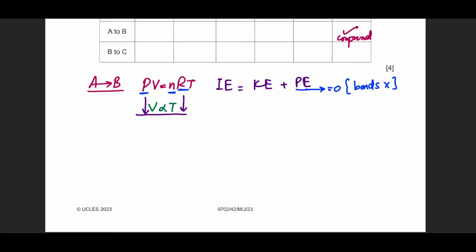We've understood that internal energy depends on the kinetic energy. We understand this topic, we understand this point. And we've also established that the temperature is decreasing because I can observe that the volume is decreasing. If the temperature is decreasing, that means that the kinetic energy is decreasing, because we understand from the kinetic model of matter that the kinetic energy of any system is actually equal to 3/2 kT.